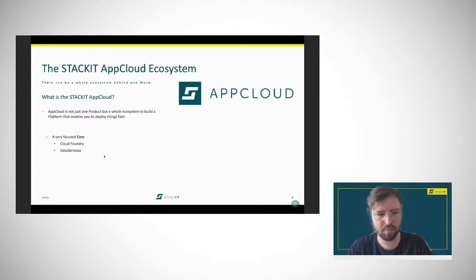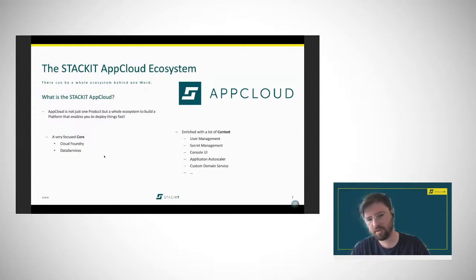In this ecosystem, we have a focus core, which is a Cloud Foundry instance, and a lot of data services connected to this Cloud Foundry platform, in order to host your app and give your app specific services. But there's also a lot of context around our core platform. We're doing user management and secret management. We have a console UI, which you'll also see later. We have an autoscaler, making sure that your applications always have the right scale. We have a custom domain service for your application, and we have much more.